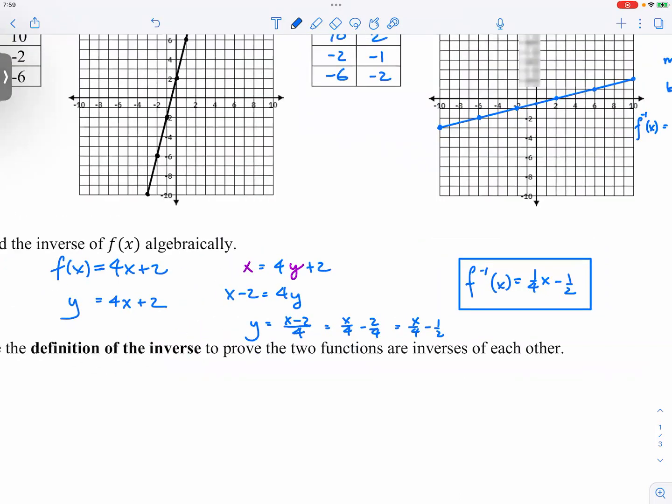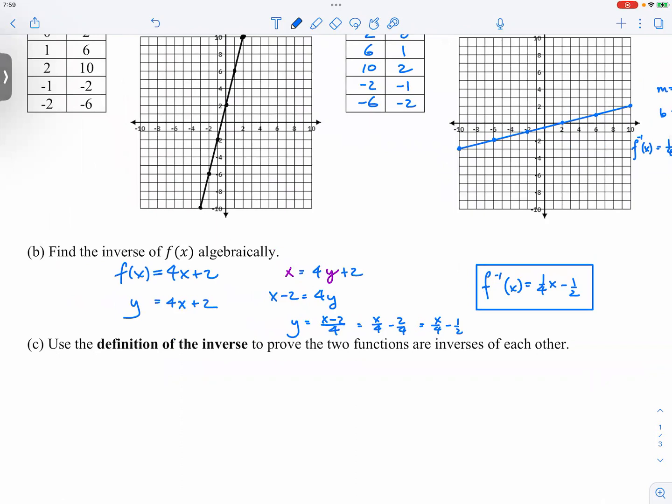Okay, so to find the inverse algebraically is extremely straightforward. You just need to switch the x and y and get y by itself over again. And that will be it. And then you would go ahead and use the definition of the inverse to prove two functions are inverses of each other. So, like earlier, we are expecting to see f of g of x, and we are expecting to see g of f of x, okay?